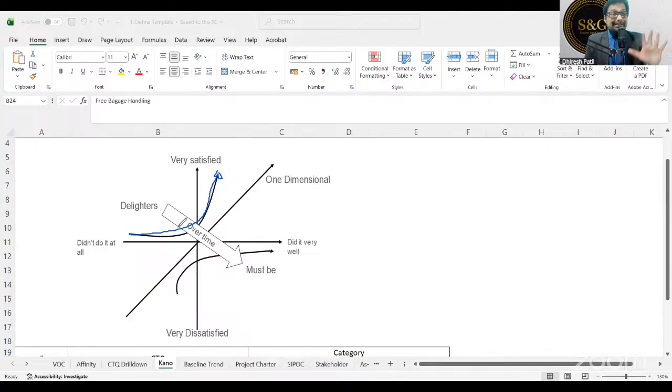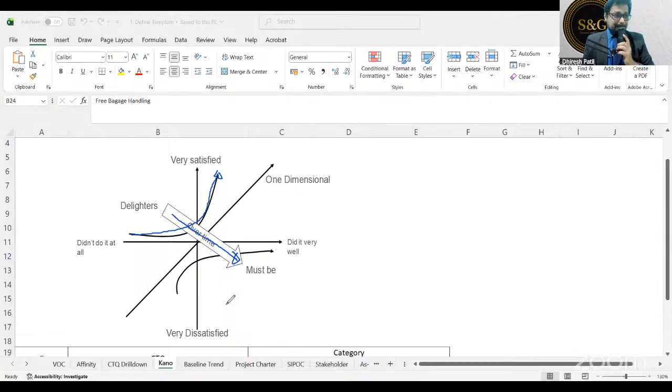Now, let's say a delighter. Once you provide a delighter, understand this: over a period of time, the delighter becomes a must-be characteristic. I repeat again. If you have provided a delighter, over a period of time it becomes a must-be characteristic.